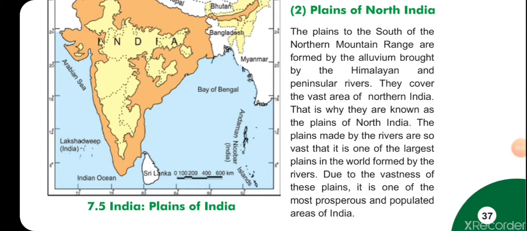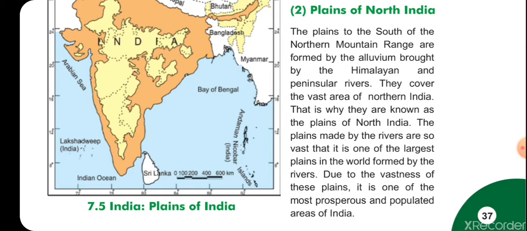Moving on, 2. Plains of northern India. The plains to the south of the northern mountain range are formed by the alluvium brought by the Himalayan and peninsular rivers. They cover the vast area of north India. That is why they are known as the plains of northern India.